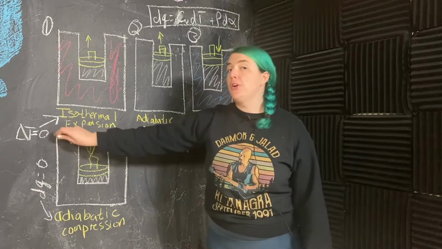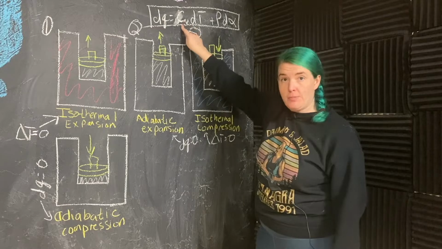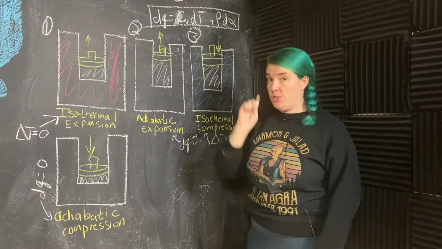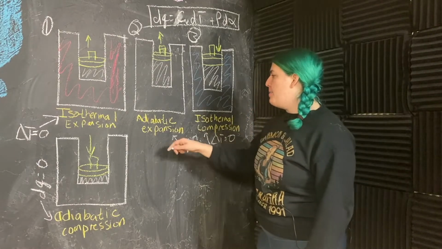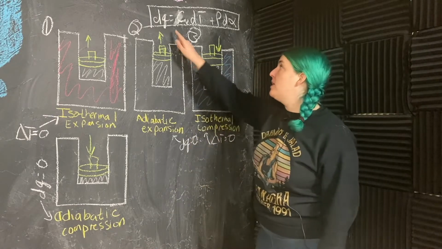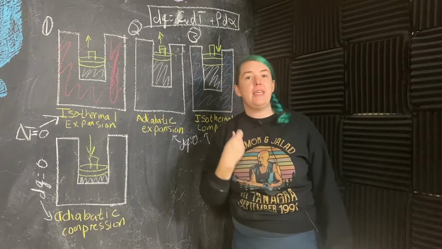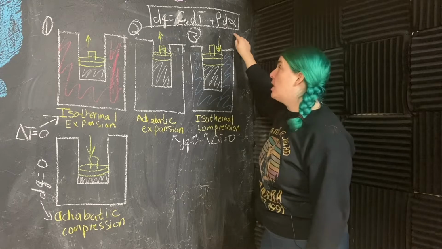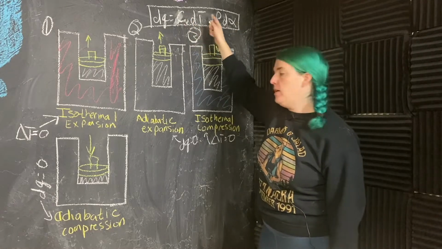Because in the isothermal, either expansion or compression, this term, my change in temperature, will have to be 0 by definition. And then in adiabatic expansion and compression, we will see that my dq is 0. There's no additional heating going on. So the work done is just equal to the specific heat times the change in temperature.